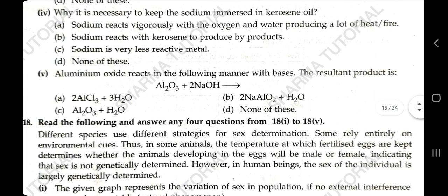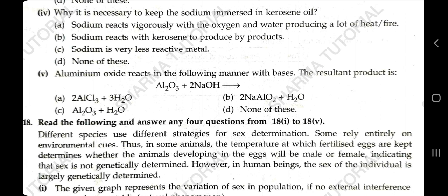Now the fifth and last question of this case-based set is: aluminium oxide reacts in the following manner with bases. We have to fill up this equation. Aluminium oxide plus sodium hydroxide gives us what? It gives sodium aluminate plus H2O. So which option matches our answer?